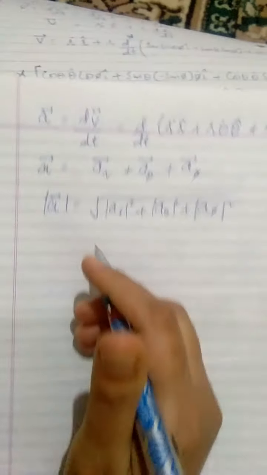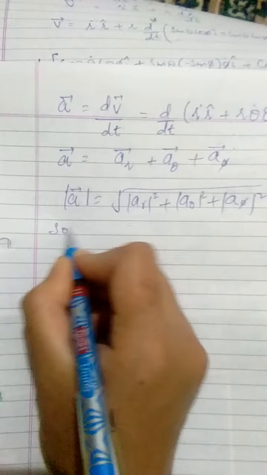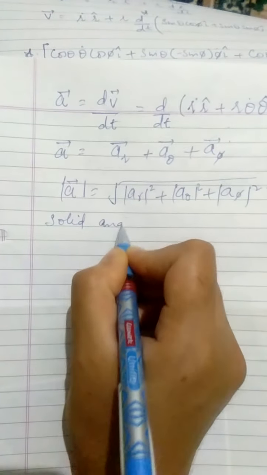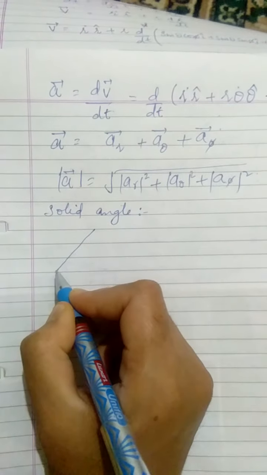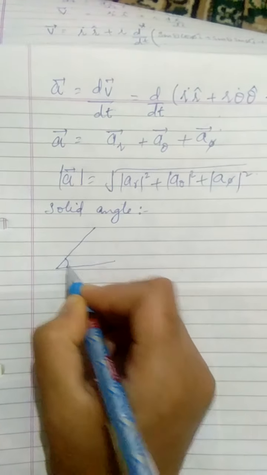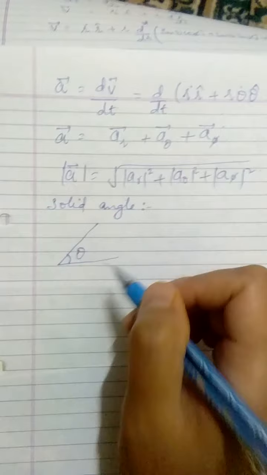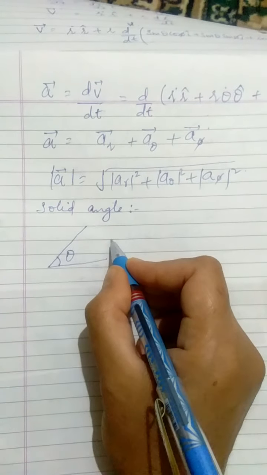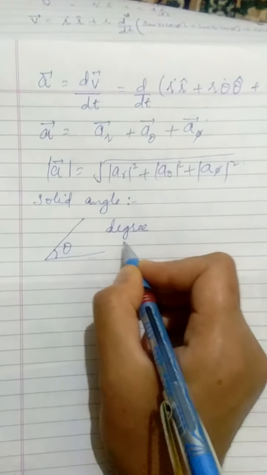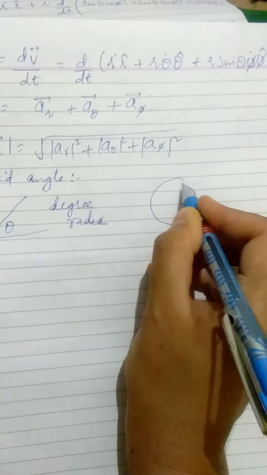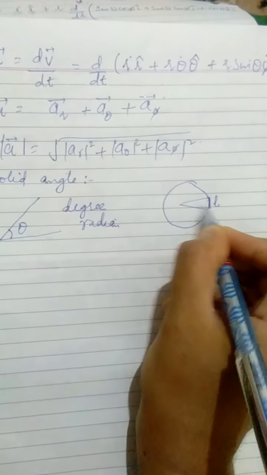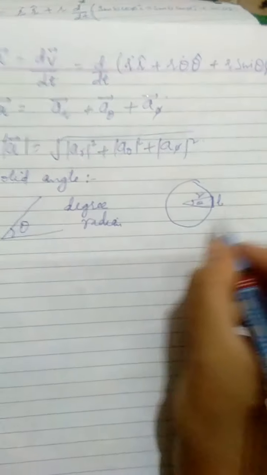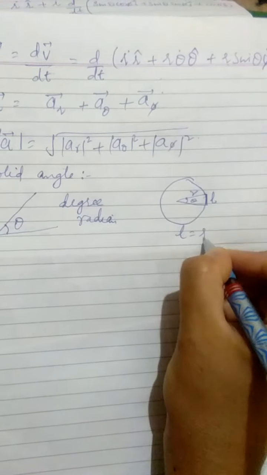Now a more important thing that you should learn today is about solid angle. So all of you know about an angle that is enclosed between two lines or two planes. You call it theta or you call it phi, and it is measured in degrees or in radians. In case of a circle, we know that the length of the arc is given by how much? If r is the radius of the circle, we know that L is equal to r theta.